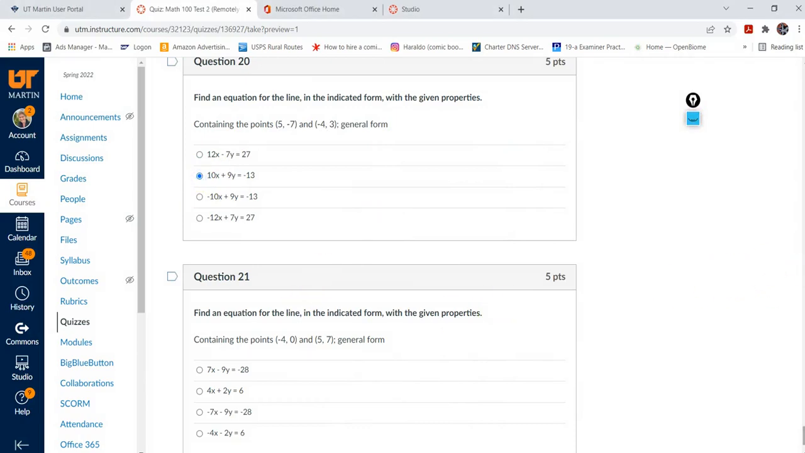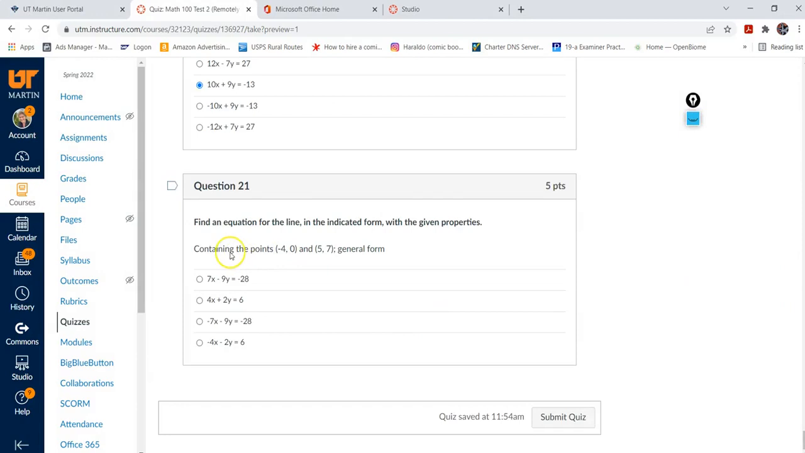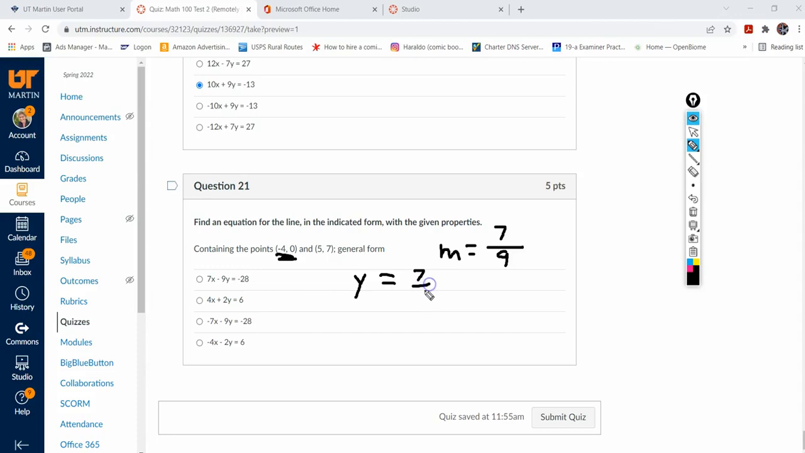And then finally, the last question, find an equation for this line containing the points and the general form. Okay, same thing. So the slope is going to be this y coordinate, 7 minus 0, all over 5 minus negative 4, which is 5 plus 4, which is 9. And this is going to be the point I picked because it has a 0 in there. So I have y minus 0 is equal to 7/9 times x minus negative 4, which is x plus 4.